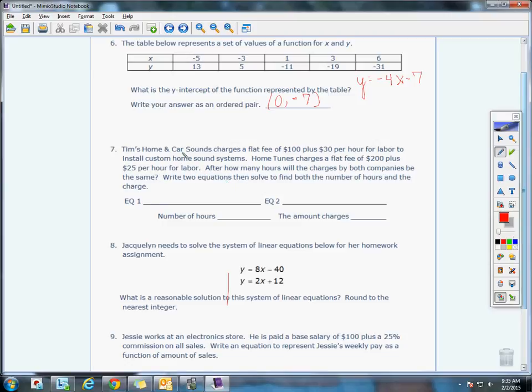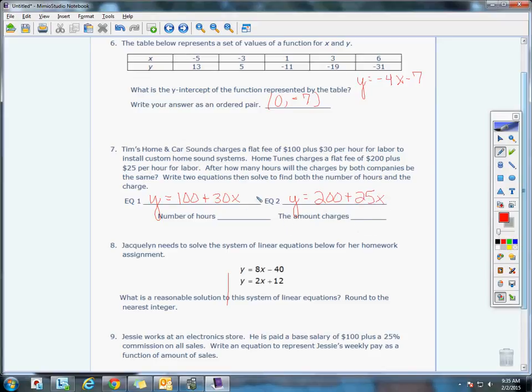Okay, so we're going to start with Tim's Home and Car Sounds. We have y equals. We have $100 for a flat fee, so you only need to write that one time. Plus, we have $30 per hour. We don't know how many hours, so we can call that x. For Home Tunes, that's your second company. They have a flat fee of $200, so we are going to write that down one time. Plus, they have a $25 per hour. We don't know how many hours, so we're going to put x.